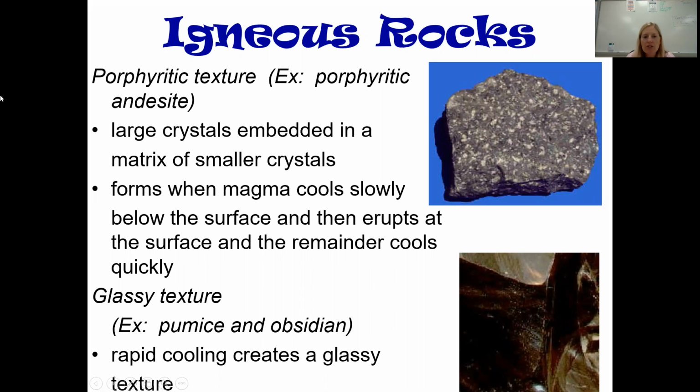Also, another type of texture we can have, again, from that rapid cooling, like instant cooling, is that glass or glassy texture. And so we have two examples of that. We've got pumice, and then we've got obsidian. So I will share those with you.